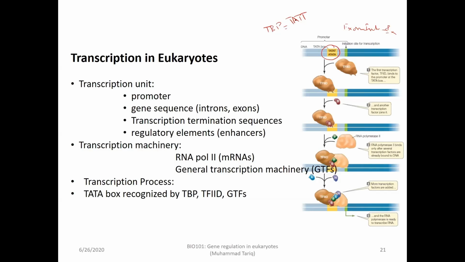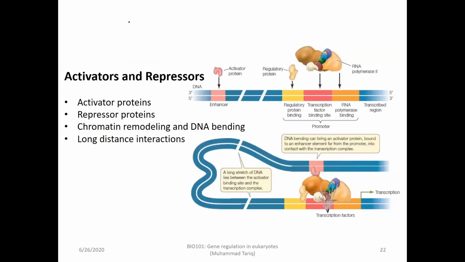TATA binding protein, which recognizes this TATA box, and it brings in another protein called TFIID, transcription factor 2D, and then a stepwise organization follows. RNA polymerase 2 is recruited, and a big complex of RNA pol 2 is assembled onto the promoter element. This is called the transcription initiation complex. When everything is bound on the promoter, we call this the transcription initiation complex.